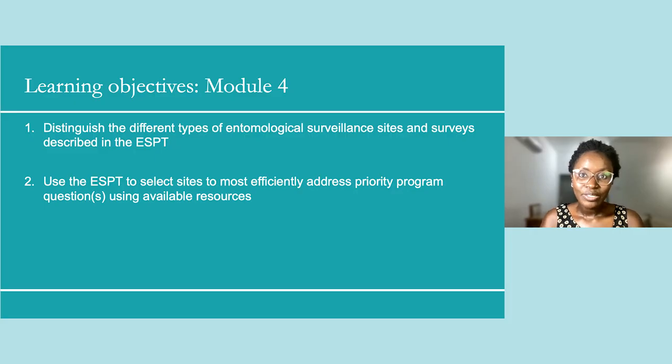By the end of this module, you should be able to distinguish the different types of entomological surveillance sites and surveys described in the ESPT, and use the ESPT to select sites to most efficiently address the priority program question or questions using available resources.